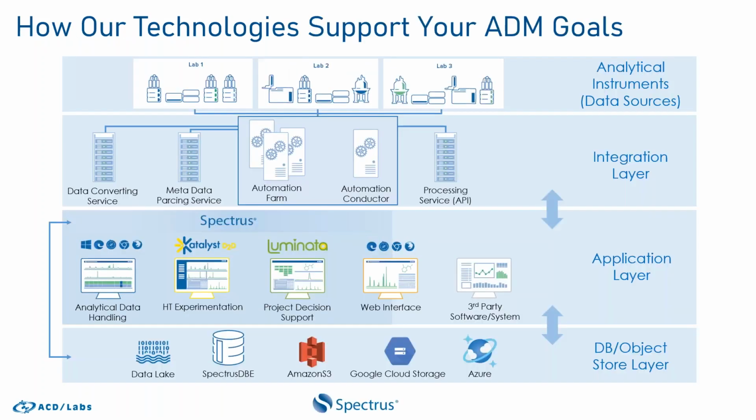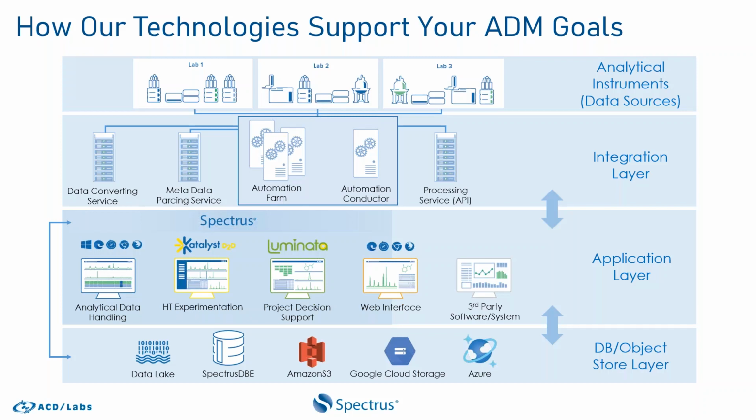So this is some of the technology that we provide in order to support your analytical data management goals. So at the top, again, we have our data sources across a number of different instrument types and vendors. The integration layer, we have a number of different services, automation services. We have a data converting service that allows you to import raw data, translate that, and pull it into a standardized form within the Spectrus platform. We have a processing service that's also available for data processing across techniques.